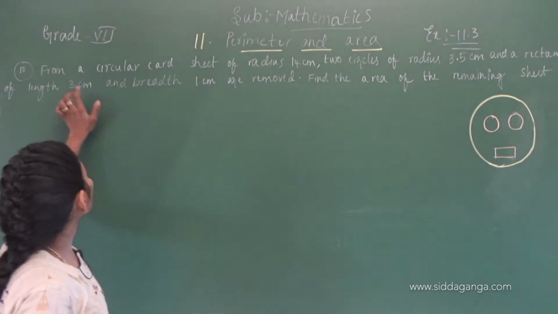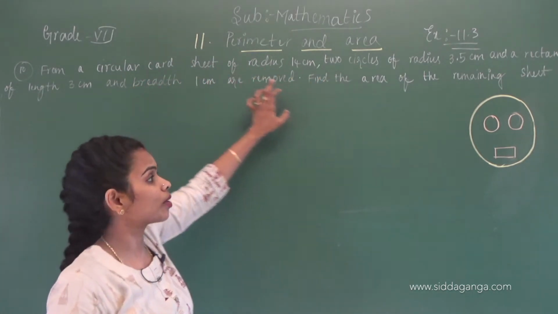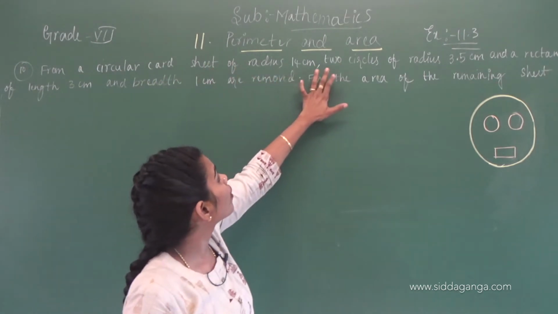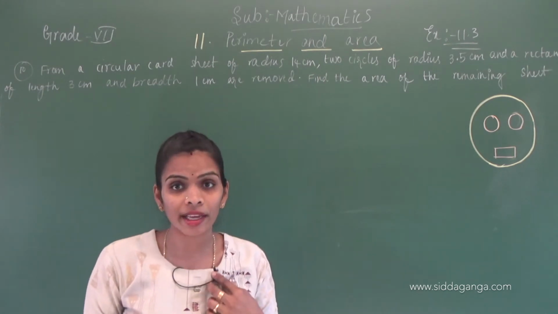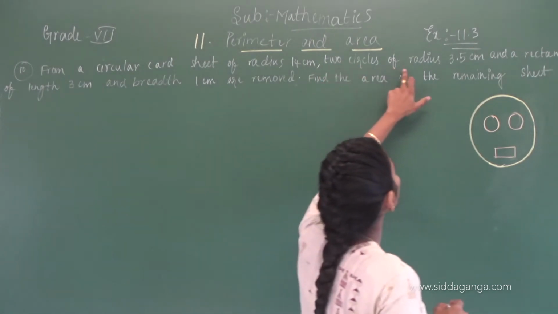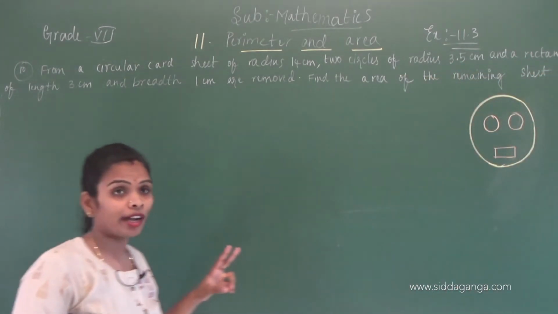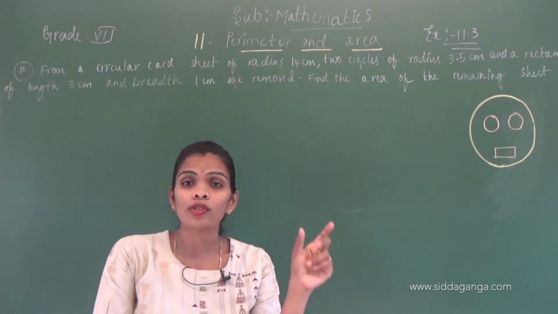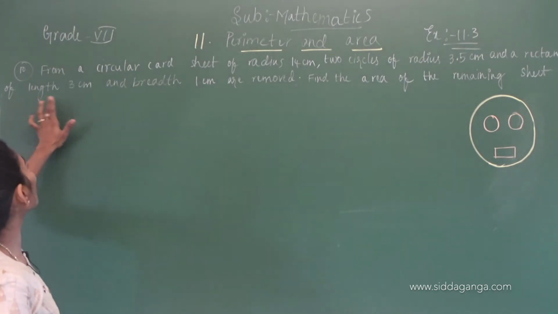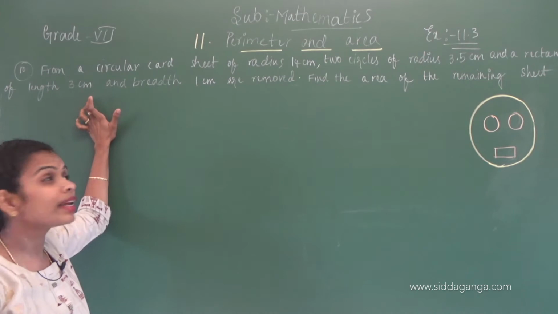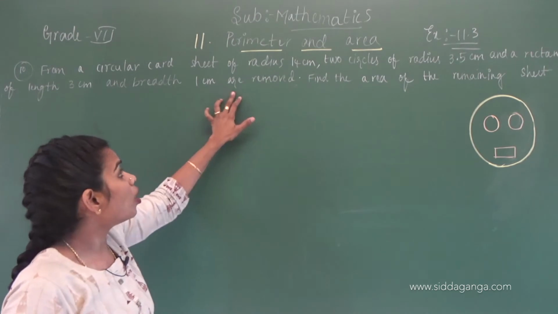Okay, what is the question? From a circular card sheet of radius 14 centimeters. One circular card sheet is there, having a radius of 14 centimeters. Two circles of radius 3.5 centimeters and a rectangle of length 3 centimeters and breadth 1 centimeter are removed.